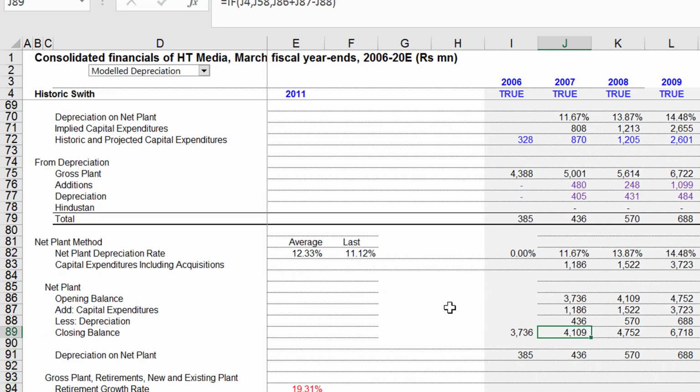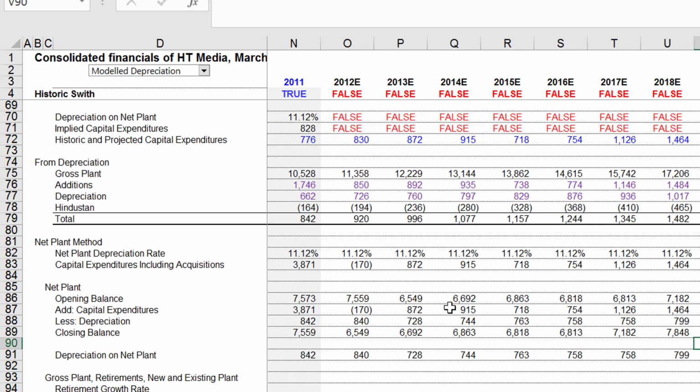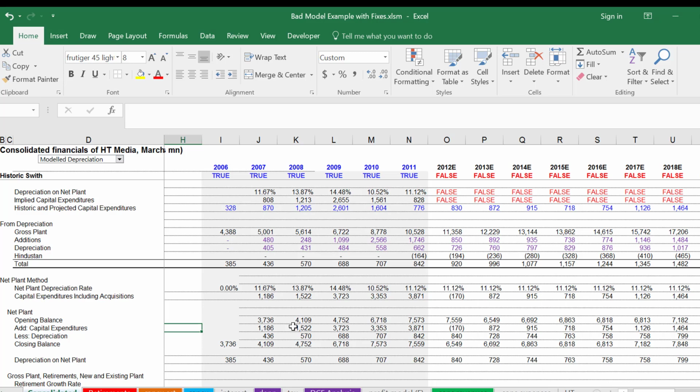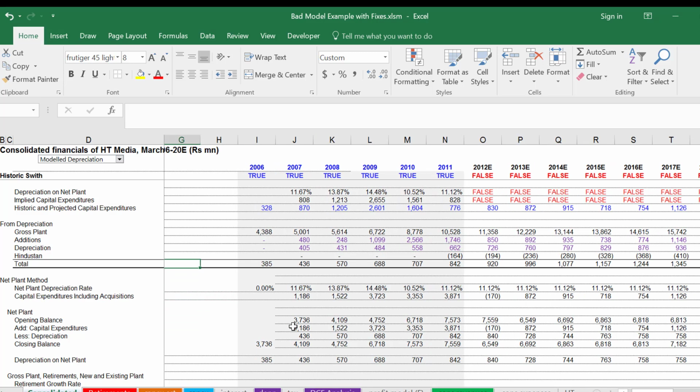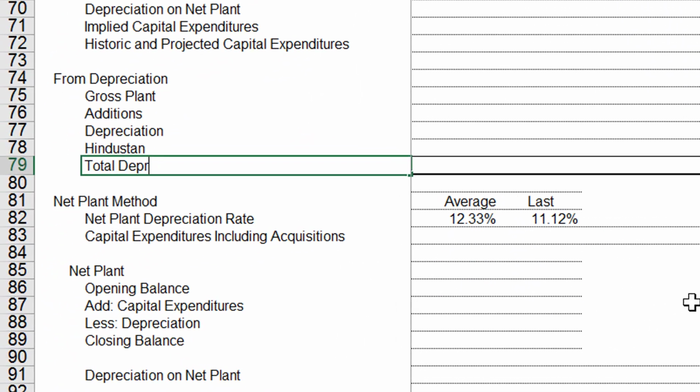And then you can just kind of track the net plant and look at the depreciation. This is total depreciation, excuse me. So this is, I'm going to call this the gross plant method.